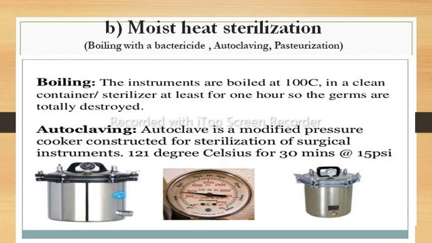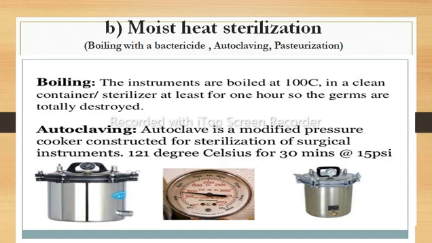Physical method of sterilization includes moist heat sterilization, in which sterilization is achieved by boiling, autoclaving and pasteurization. Moist heat kills the organism by denaturing their enzyme and structural proteins. Most resistant spores generally require 121 degrees centigrade temperature for 15 to 30 minutes. It is used for sterilization of culture media and all other material through which steam can penetrate.